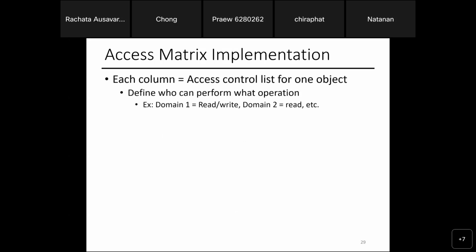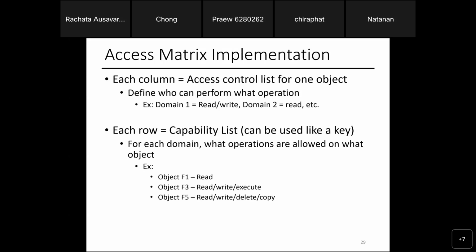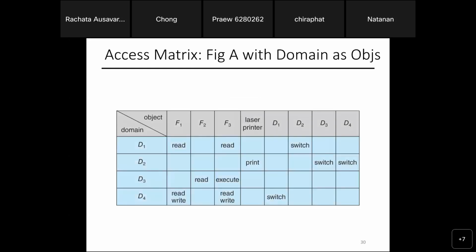All right. So here is how I can implement things. Again, each column is an object with the access control list, right? Each row is a capability list. The row is like, these are the things I can do, because the row is the domain, right? So I can build it this way. A huge giant table. The row is the domain. The columns are all the objects, including the domain here, because I can have a switch operation.